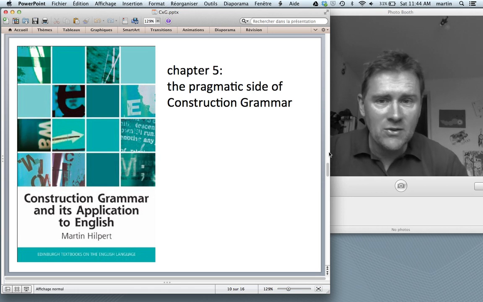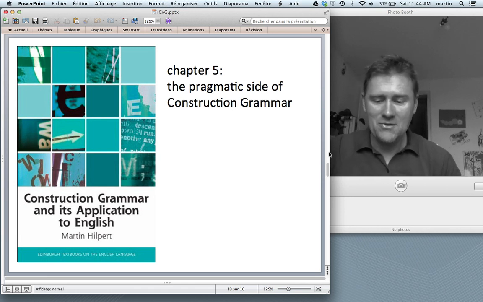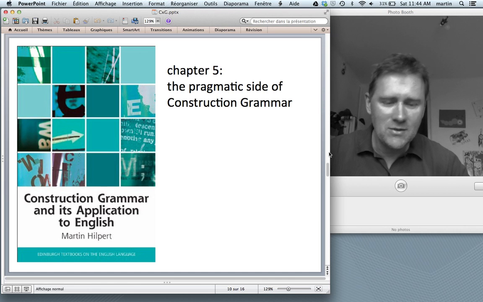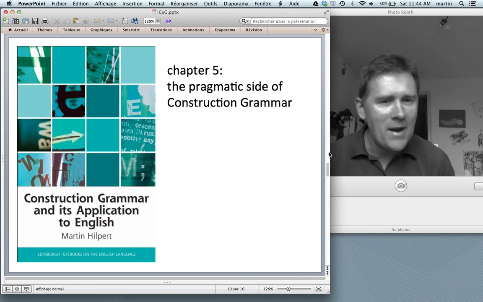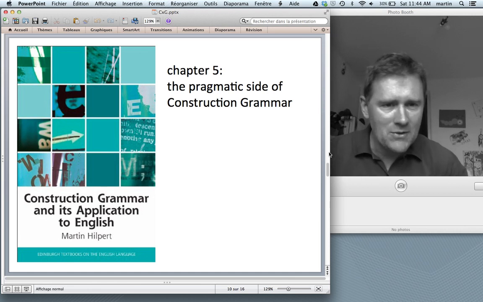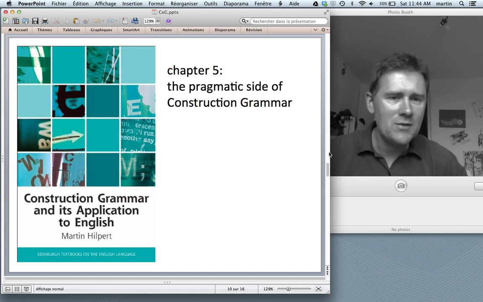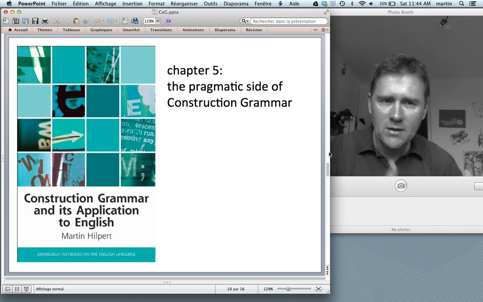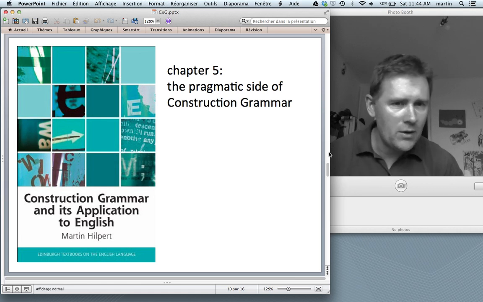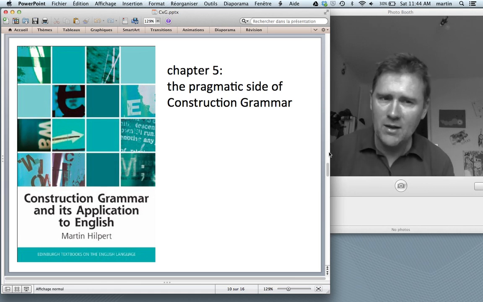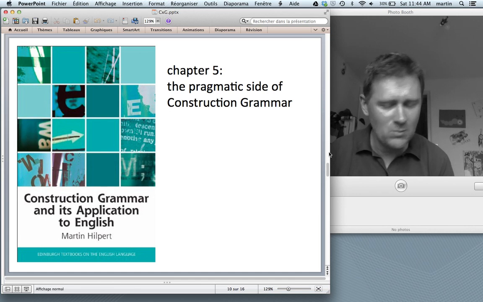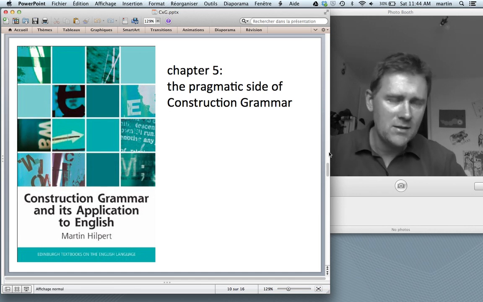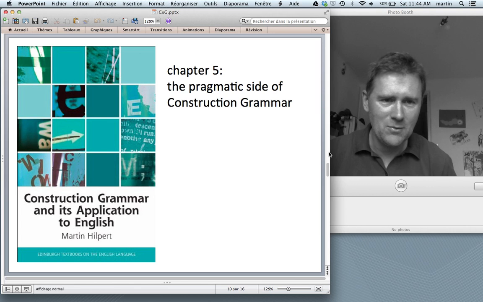Chapter 5 moves on to the pragmatic side of construction grammar. So there are many syntactic constructions in English that have special pragmatic properties. For instance, if you're talking to a friend and you use a so-called WH cleft construction, such as what John lost was his wallet, you make a number of assumptions about what your friend does and does not know at that point in the conversation. So if you think about it, the sentence, what John lost was his wallet, is a very odd sentence to start a conversation with.